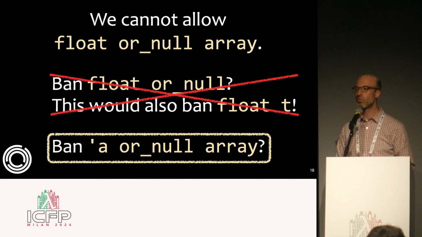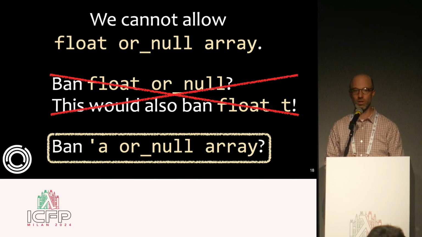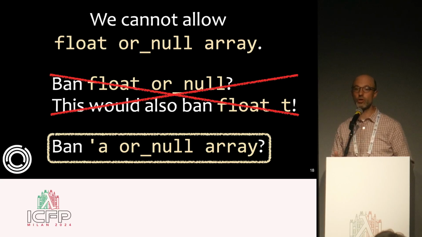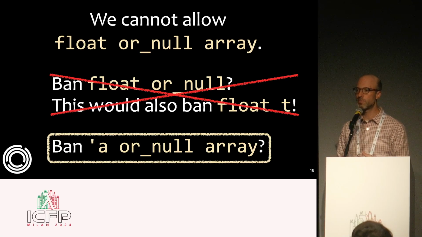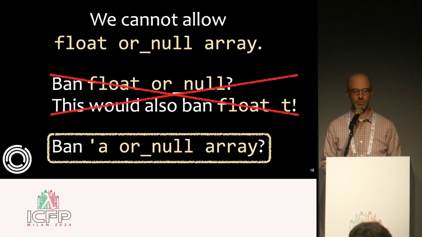Instead, we're right now choosing to ban alpha or null array. And if you want to pack a bunch of or nulls in an array, we can do that with a uniform array or some other collection, right? There's other ways forward, but to use the built-in array that has this flat float array optimization, we're just not going to be able to use it with floats with or null.